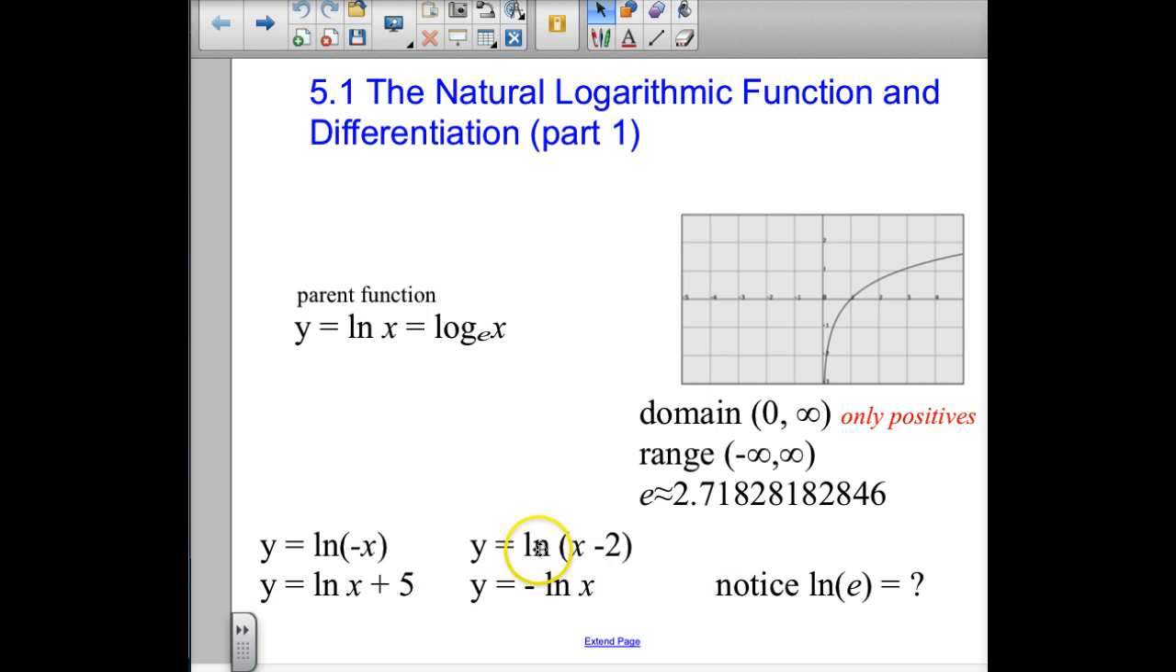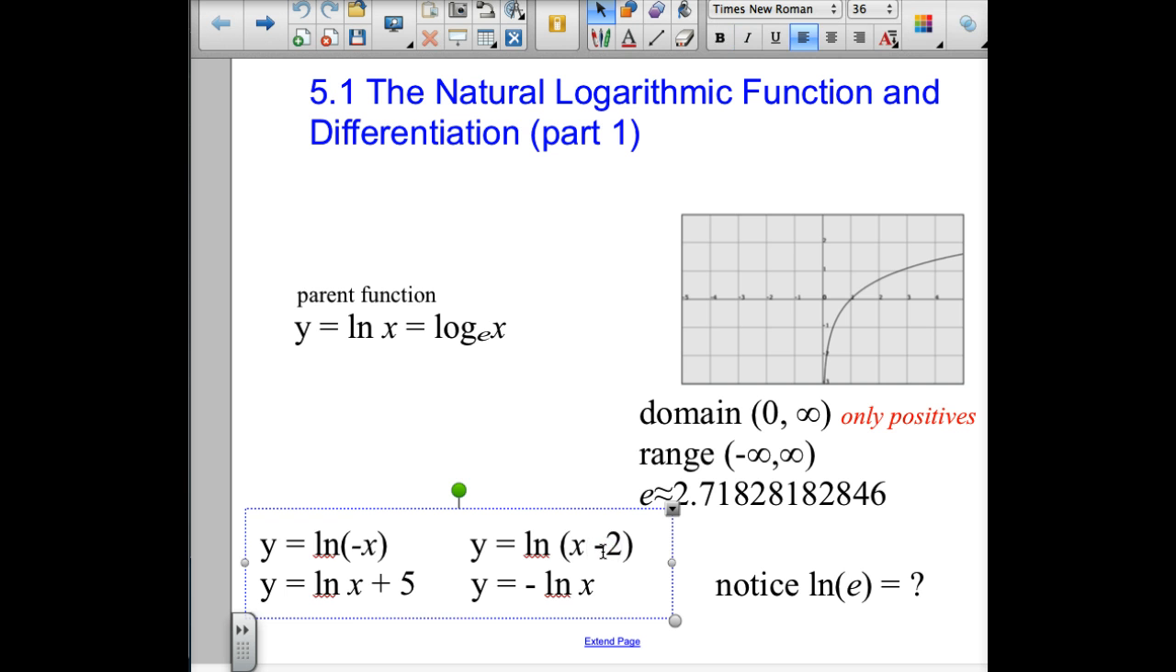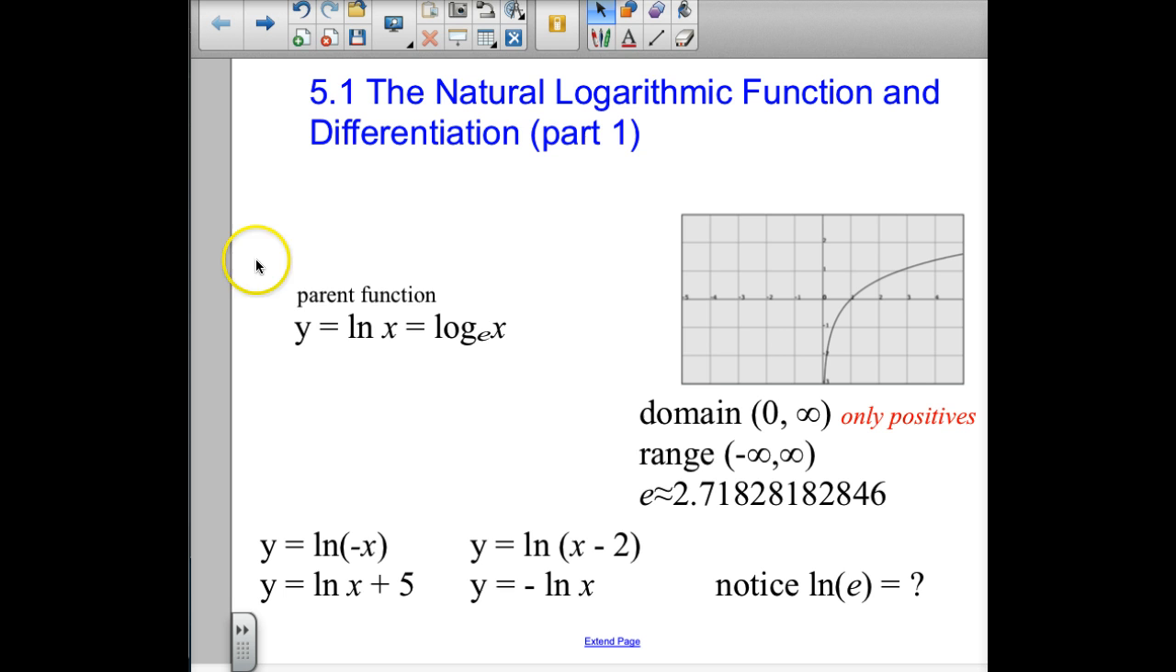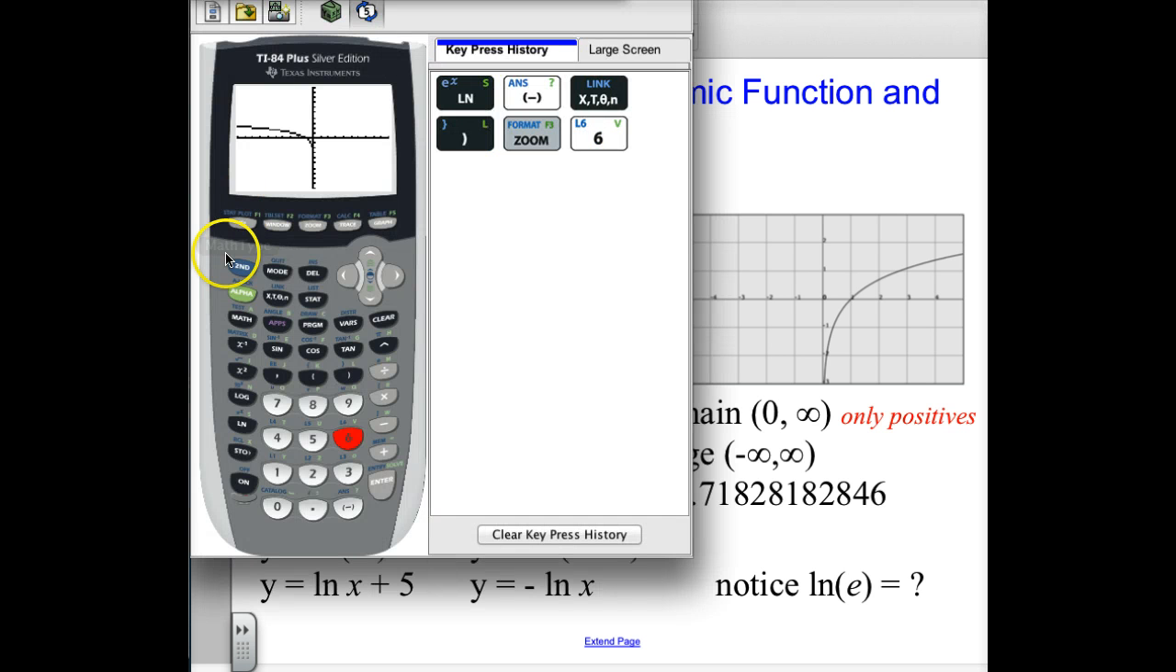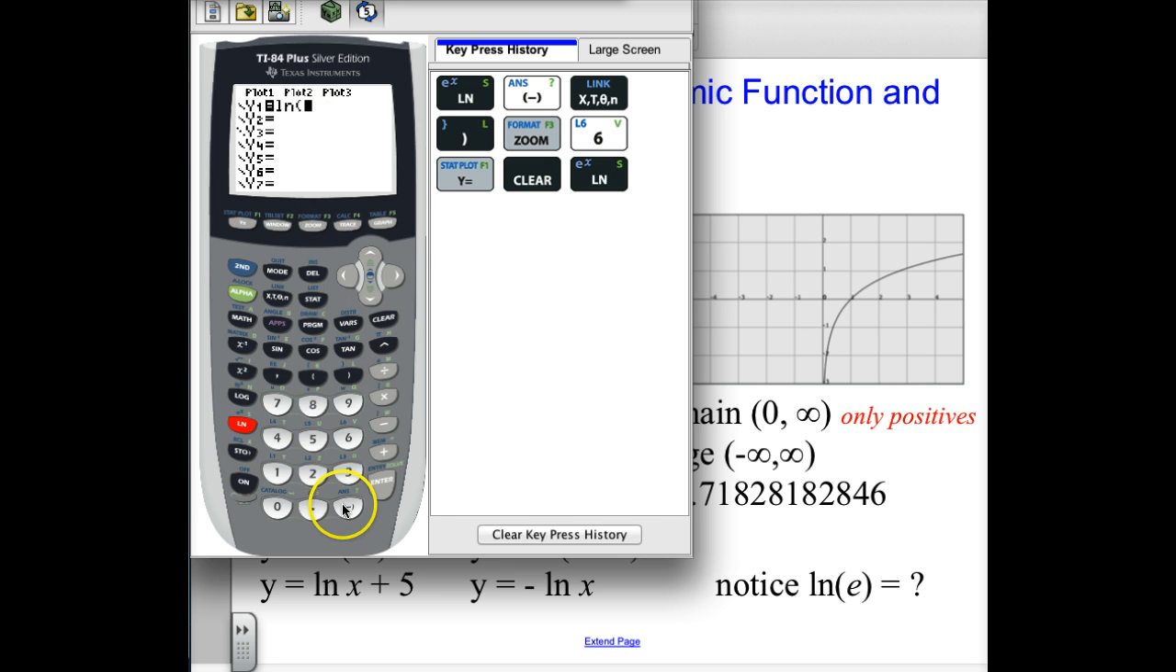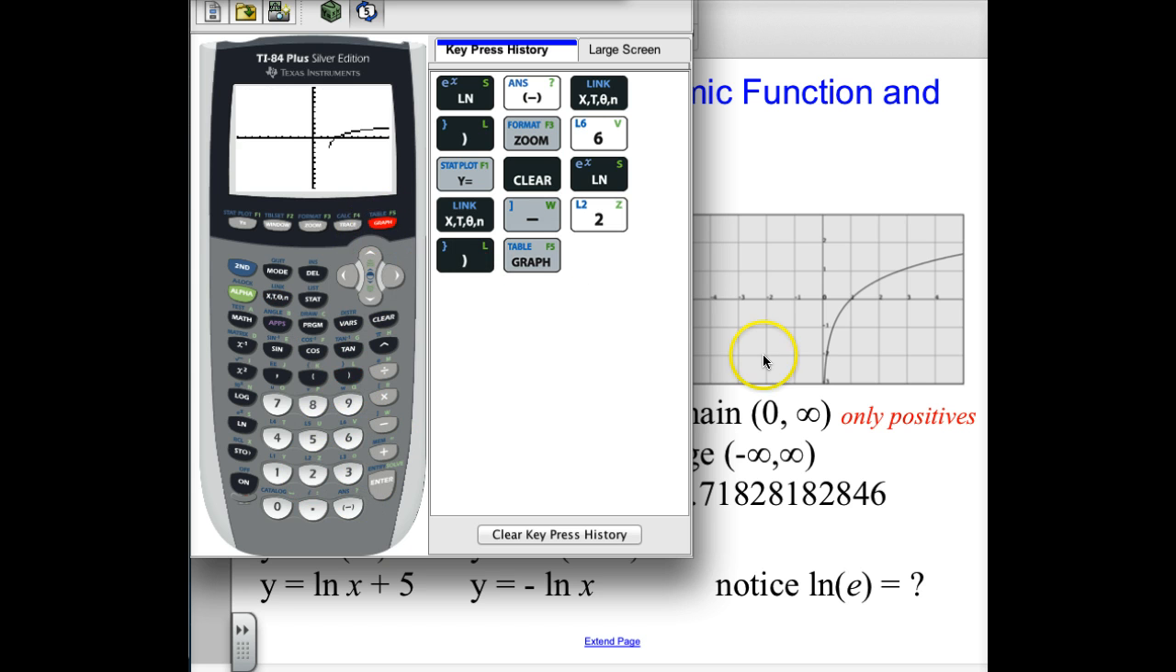What about the function natural log of x minus 2? Well, inside of a function, if you subtract 2, it should move it to the right 2. So let's check that out. Go back to this function here, natural log of x minus 2, and graph it. Compared to our original function, you can see it moves it to the right 2.